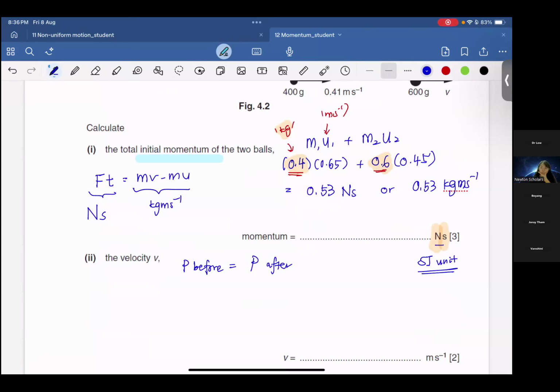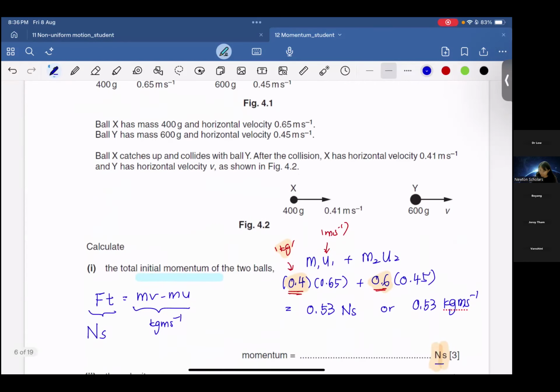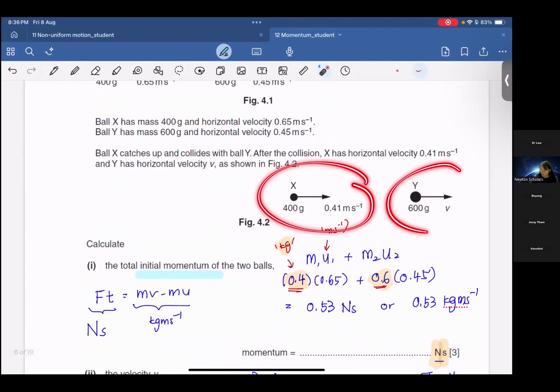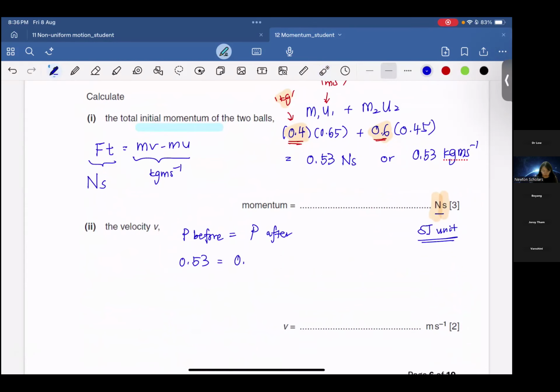Vashini, yeah, the second one is correct. Fawal, correct. Okay, momentum before is 0.53. After, here they split, in this diagram they separate. So same thing, we continue. This one is 0.4 times 0.41 plus 0.6 times V2. So your V2 should be 0.61 meter per second. 0.61. This one 0.53. Okay?